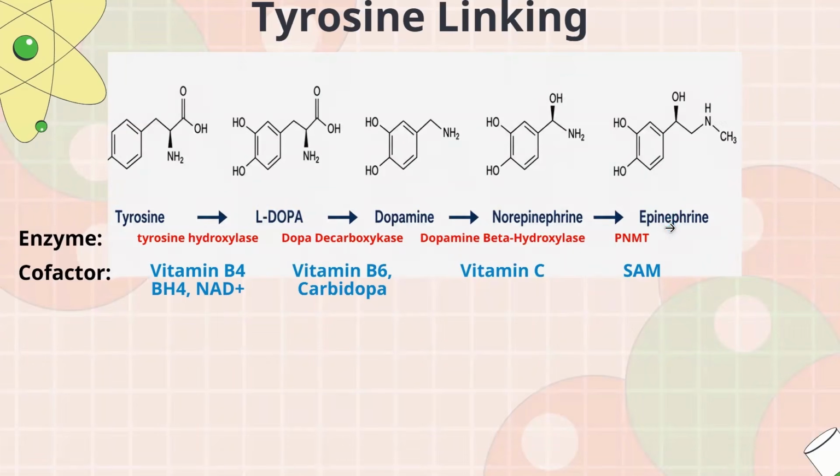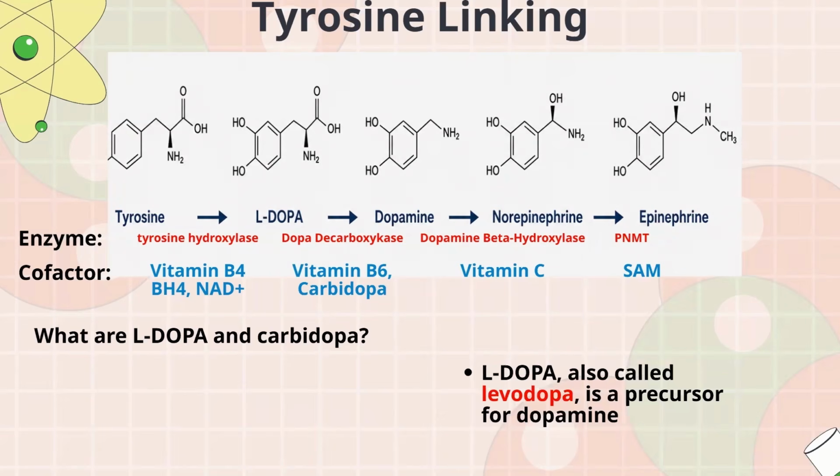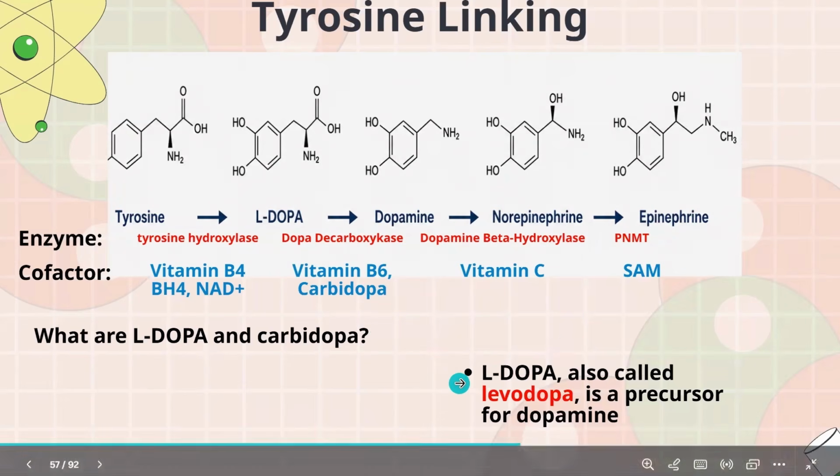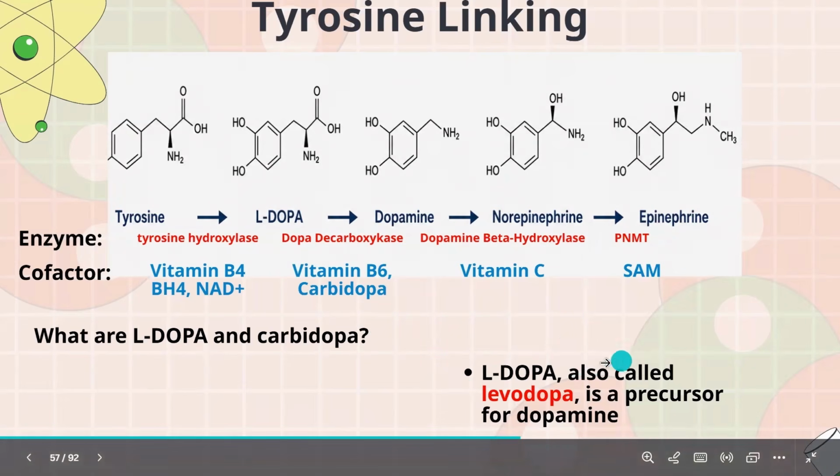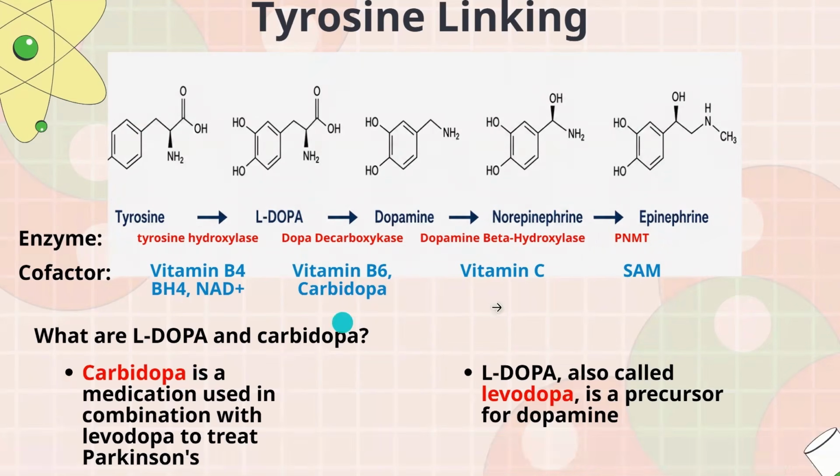Okay, so what are L-DOPA and carbidopa? L-DOPA and carbidopa are very important, and they're going to be very important clinically when we talk about it. Carbidopa is mainly a medication, and it is combined with levodopa to treat Parkinson's. Oh, I'm sorry, I'm supposed to start here. L-DOPA, also called levodopa, is basically a precursor for dopamine. So if we have levodopa, it's basically a precursor for forming dopamine, and carbidopa is a medication used with levodopa to treat Parkinson's.